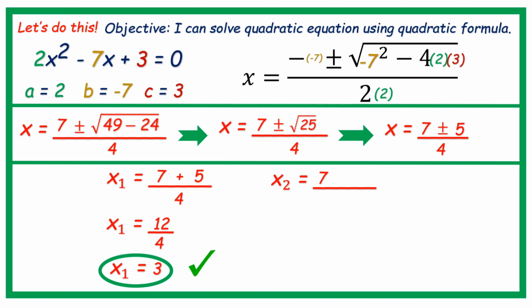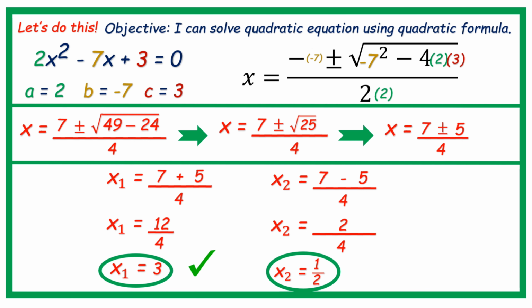And our x sub 2 is 7 minus 5, divided by 4. X sub 2 equals 2 divided by 4. Our x sub 2 is 1/2 or 0.5. You got it, just like that.